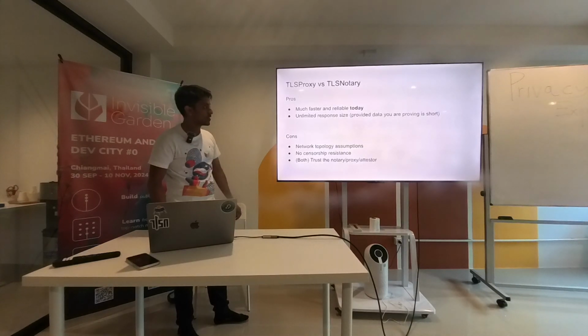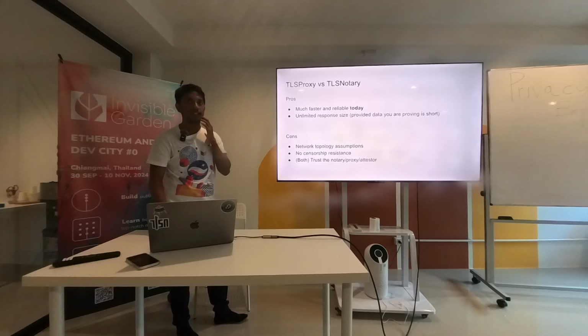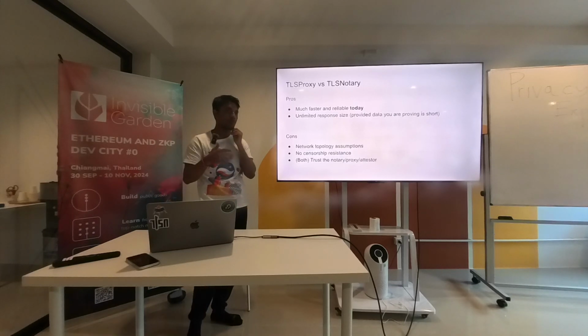Also, there is no censorship resistance. The proxy knows which server it is talking to, whereas in the case of the notary, the notary doesn't know which server it is talking to. So the EF can run a notary, and you can generate proofs for any website.